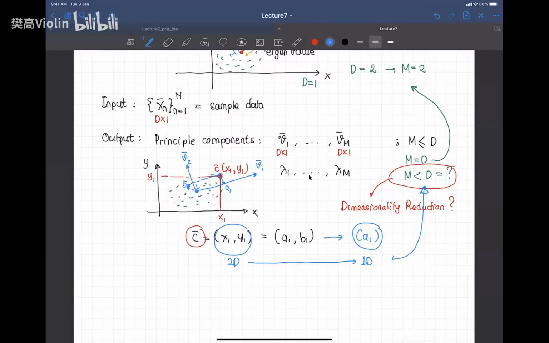Oh, okay. All right. So yes, for this particular example, from 2D, from two pieces of information, X1 and Y1, you have one piece of information, one entity, which is A1, for representing C.